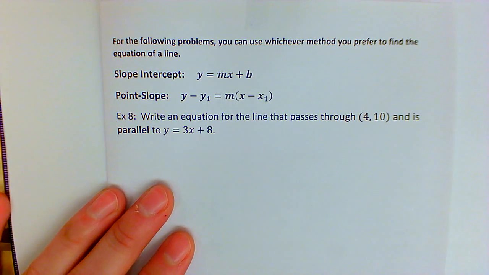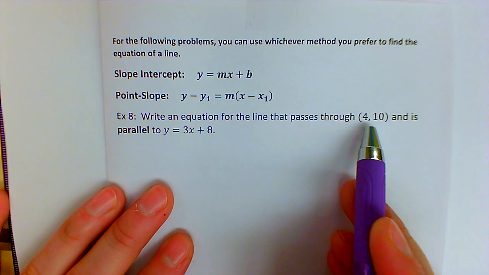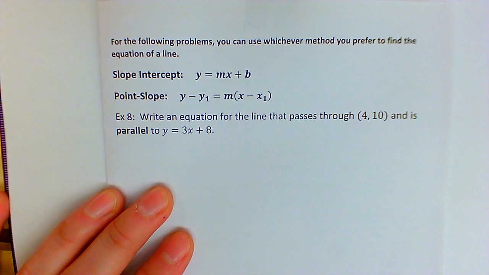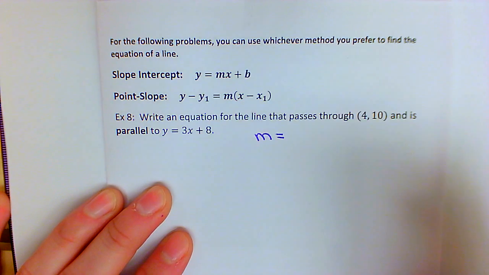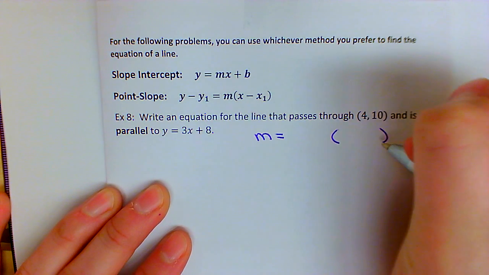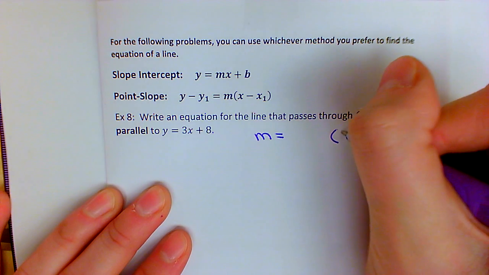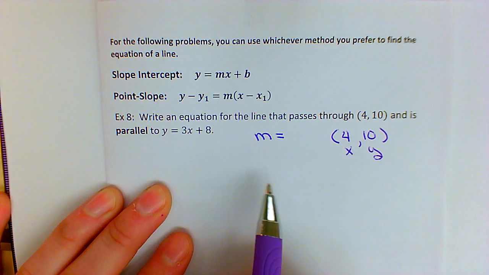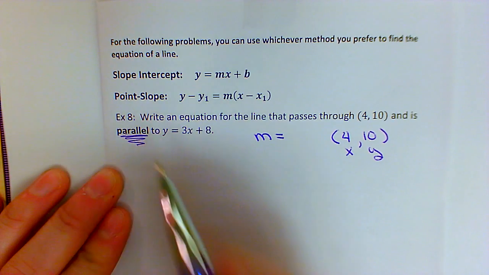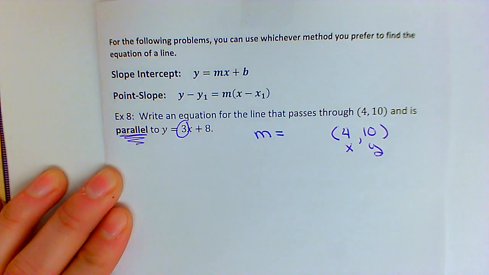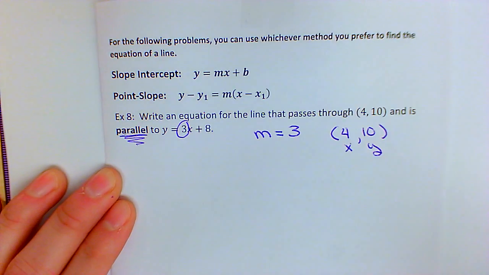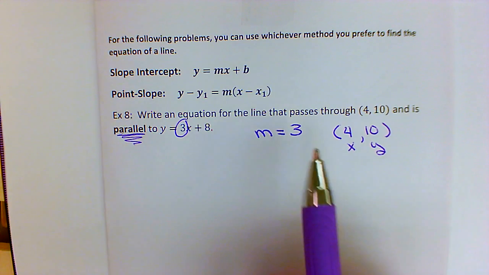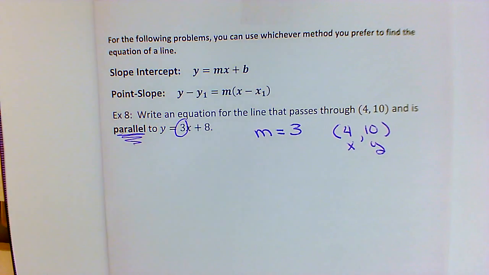Number 8 asks us to write an equation for the line that passes through the point (4, 10) and is parallel to y = 3x + 8. So in order to write the equation of a line, we need two things, a slope and a point. They gave me the point. They want it to pass through (4, 10), and that is my x and my y value. Now find the slope. Look, they said parallel. So if I look at the slope on this line, it was 3. Parallel to that would be the exact same thing. I don't care about the plus 8. That's just extra information. I just needed to use the slope to find a parallel line.